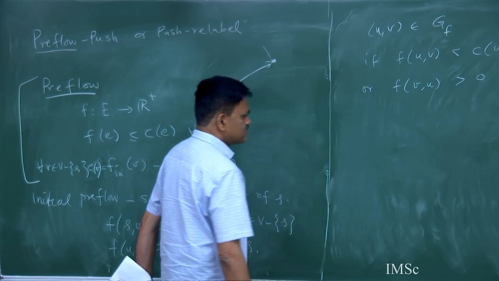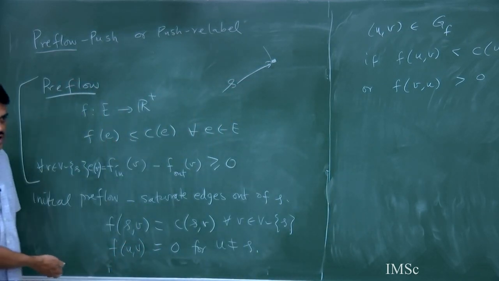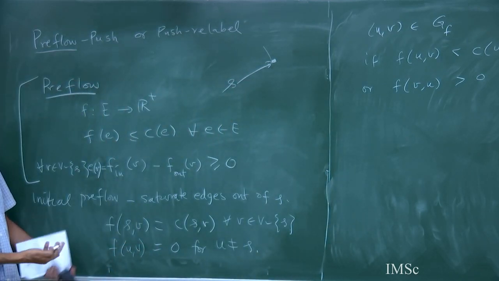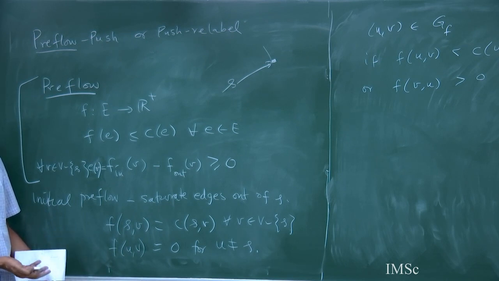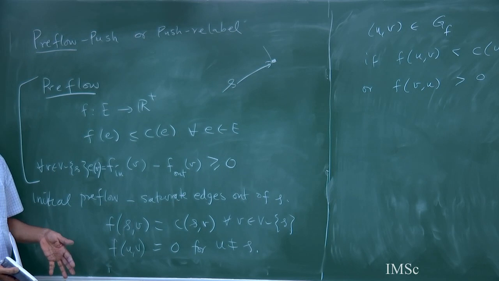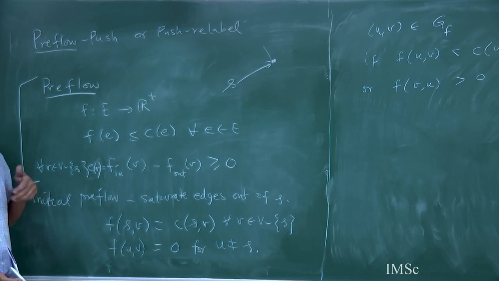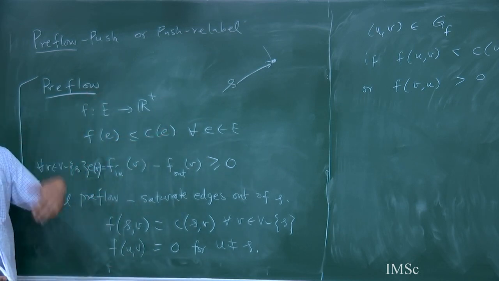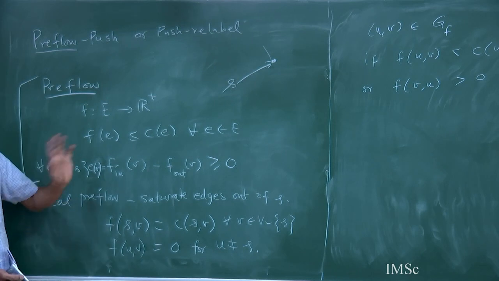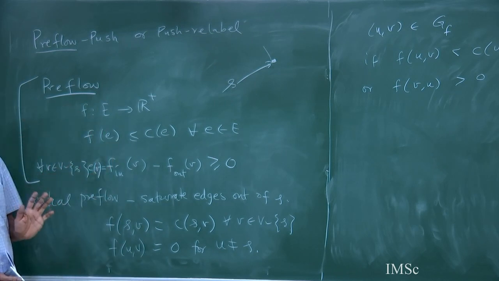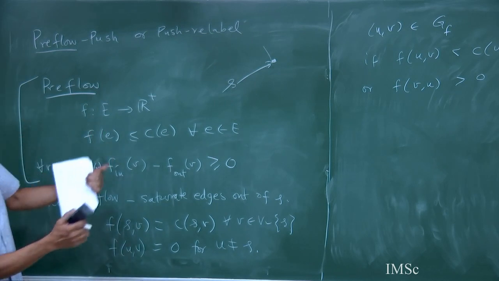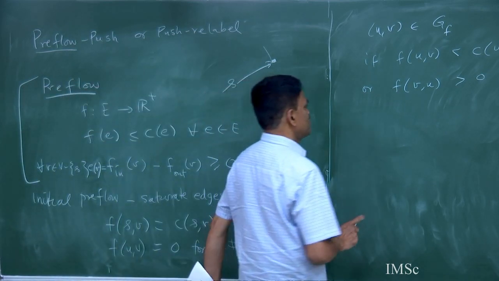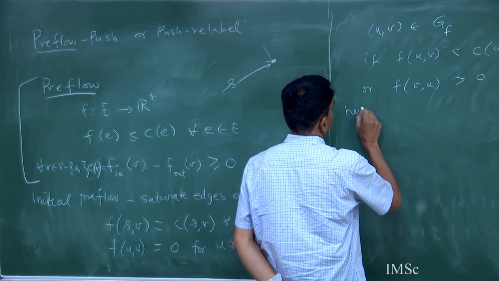And notice that for this initial pre-flow, there is no s-t path in the residual network. Why? All edges out of S are not there at all. No edge out of S is there in the residual network. So there is no s-t path. This is a property we will maintain throughout, using what is called a height function. So let me define it.